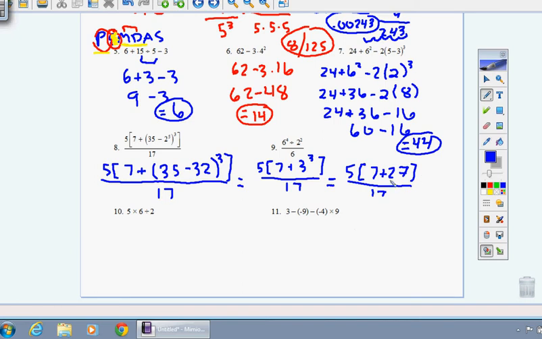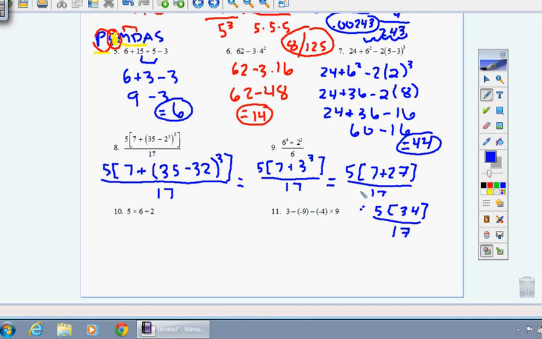Okay, so I still have my bracket. I still haven't gotten rid of my bracket, so I got to simplify that. 7 plus 27, it's going to give me 34. So I have 5 times 34, all over 17.